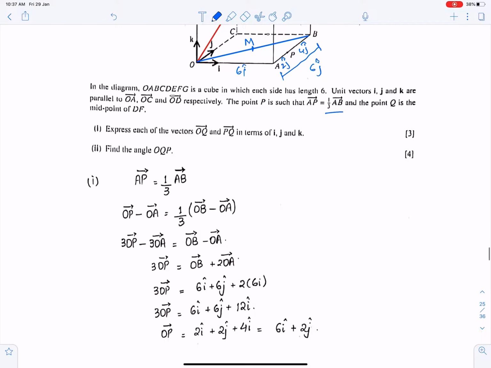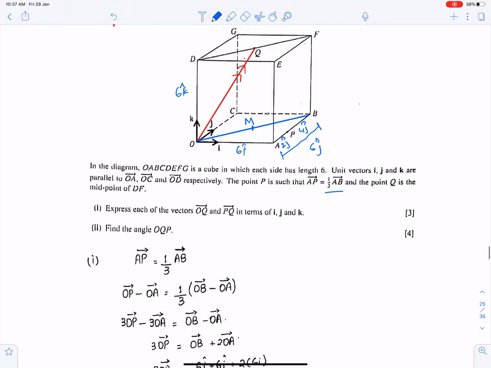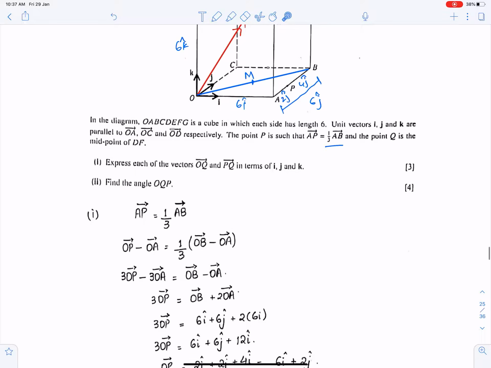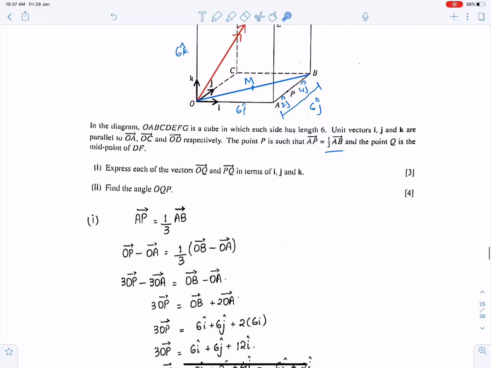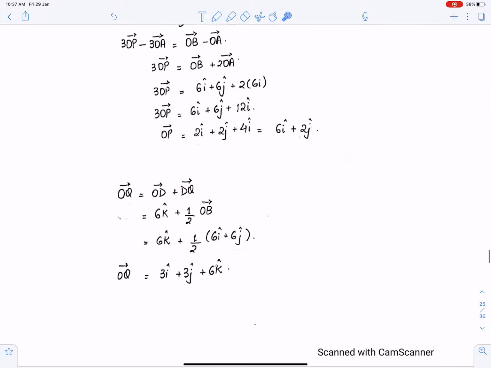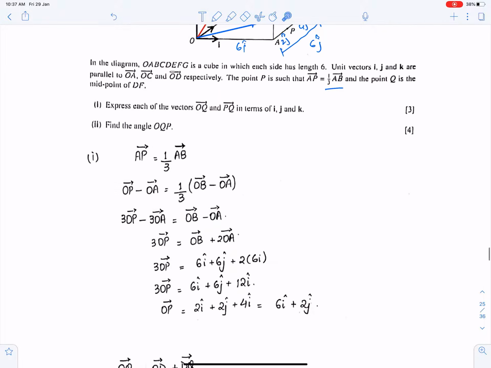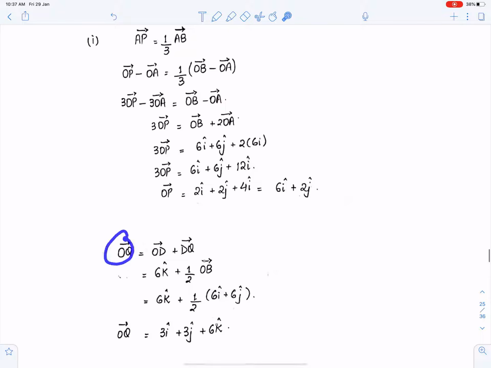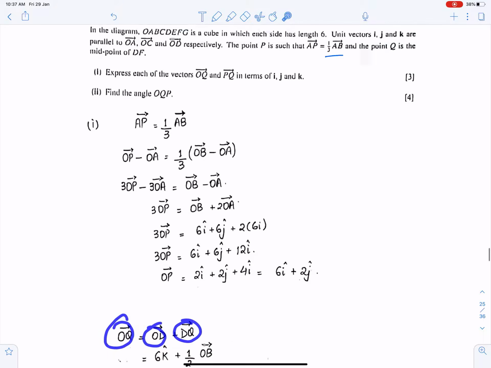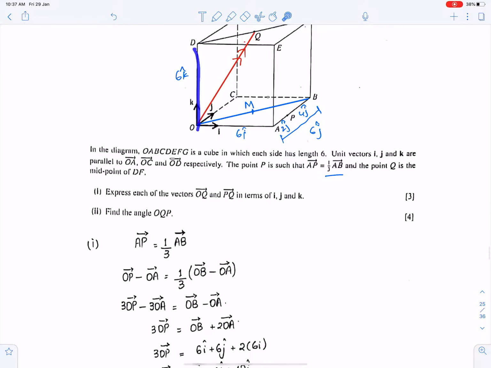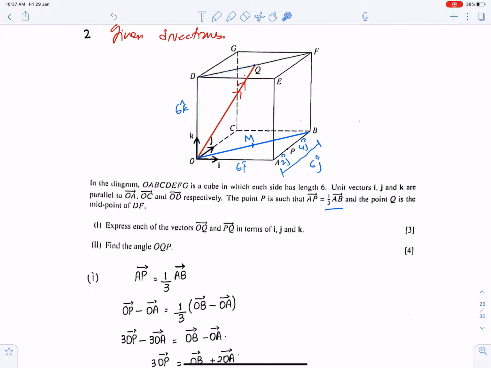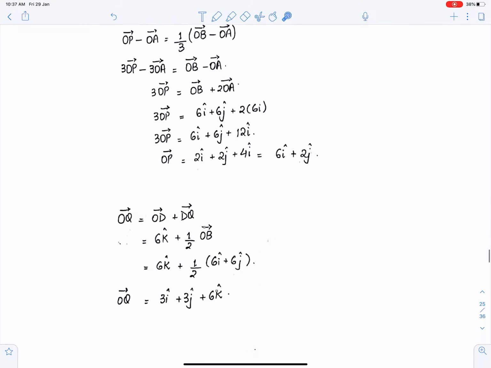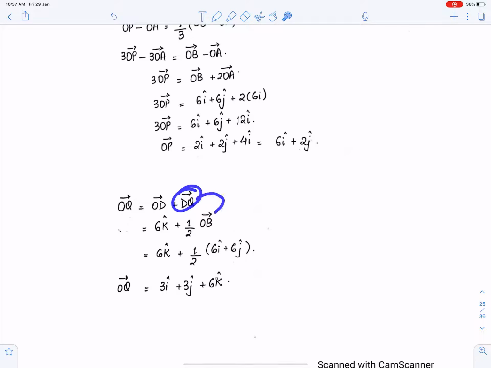So, number 1, we are working for OQ. OQ is OD plus DQ. And I told you, we will not find DQ, we will find OM, which is half of OB. So, instead of DQ, we can write half of OB. And this is the value of OQ.